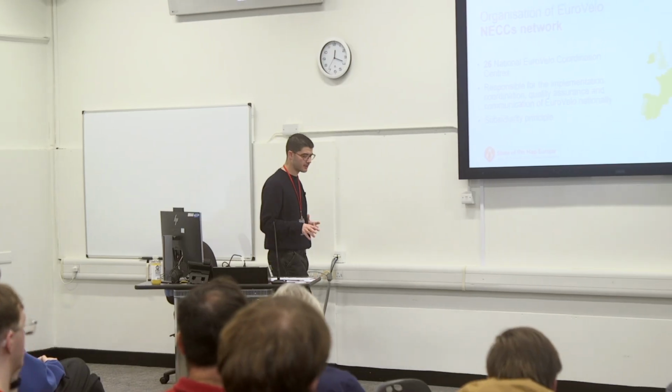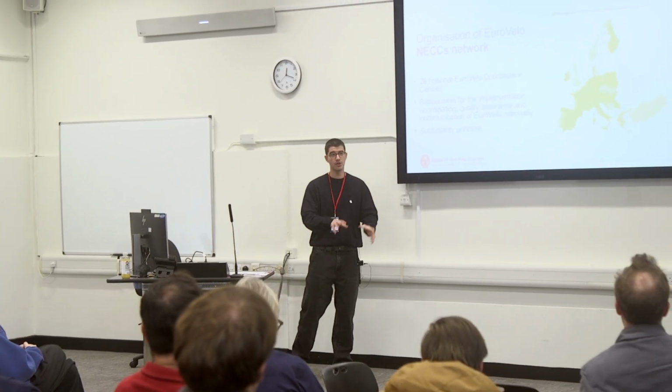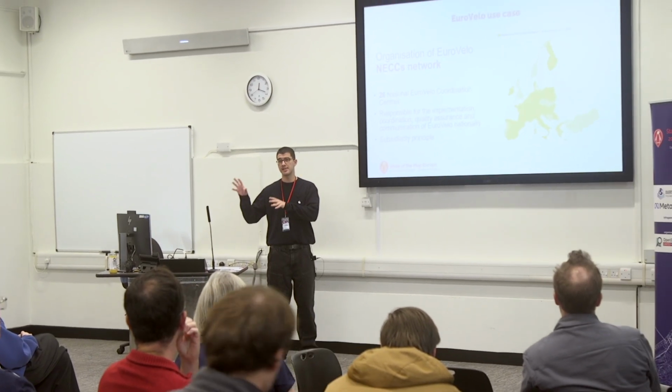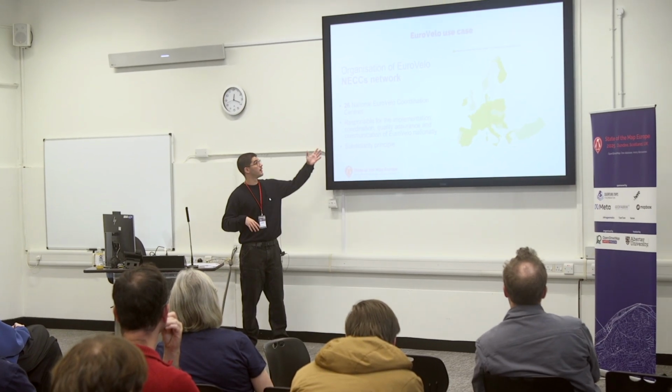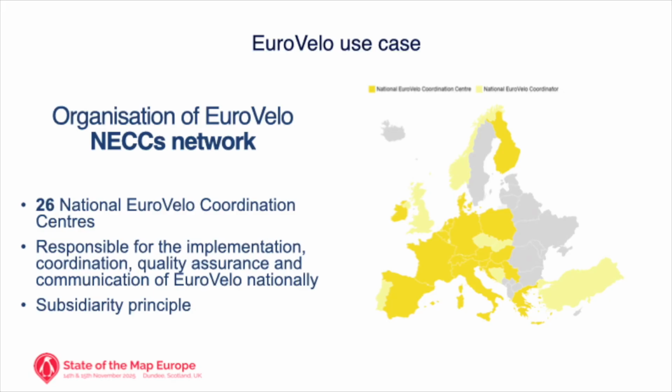What is the case there? We have the OpenStreetMap extraction, but there are also 26 official national Eurovelo coordination centers where they provide the official dataset to the Eurovelo team. So we had, again, for 26 countries, the different datasets, OSM dataset, official dataset. So we can do the same comparison there.